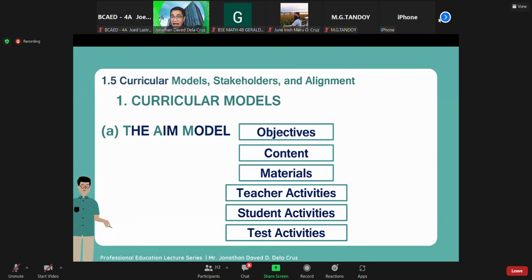So the TAM model focuses on what? The objectives. Kasi the objectives is where the goals is reflected and where the aim is reflected. So every time na dapat na-attain yung objective, na-attain si goals and aims.